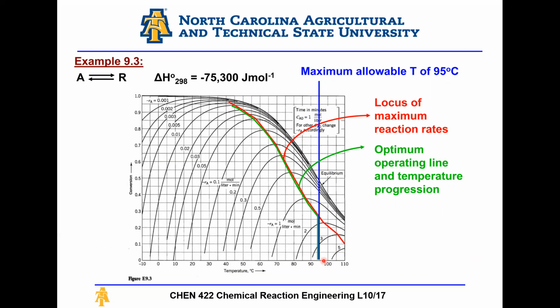So if my system is irreversible or reversible endothermic, I will operate at the maximum allowable temperature right here, where I basically determine my reaction rate, and then this will be my operating point, and I want to always operate at the maximum allowable temperature. However, if my system is reversible exothermic, I need to draw a line along the maximum reaction rates, right? This will be the locus of maximum reaction rates.